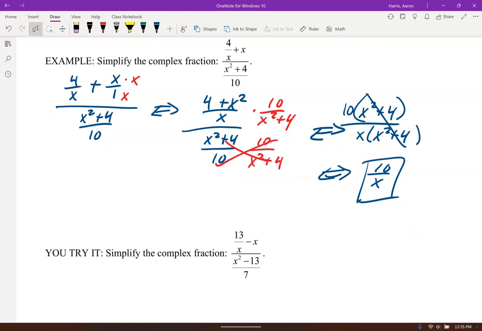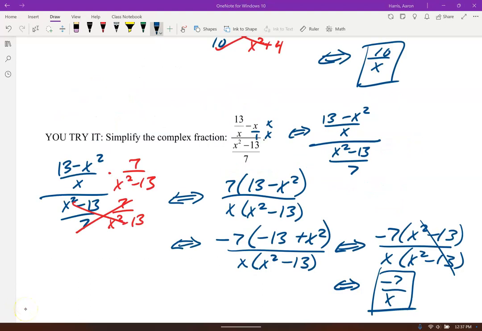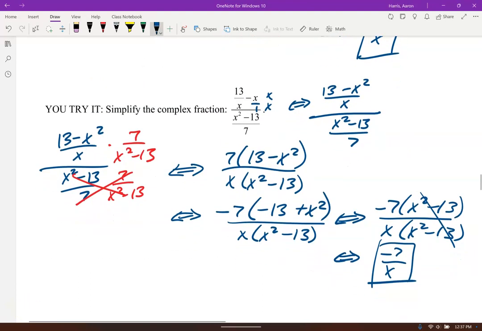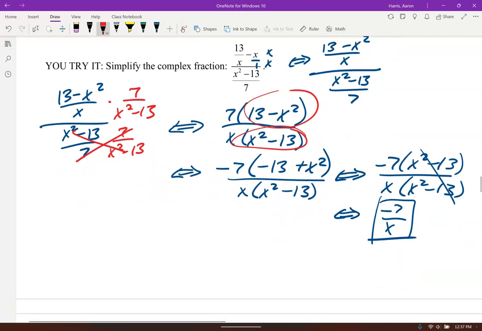You guys go ahead and try that next one there. Check your work on that one. The tricky part is you have to take a negative out of that to make sure that it matches the x squared minus 13 to cancel those. So kind of a tricky problem there.